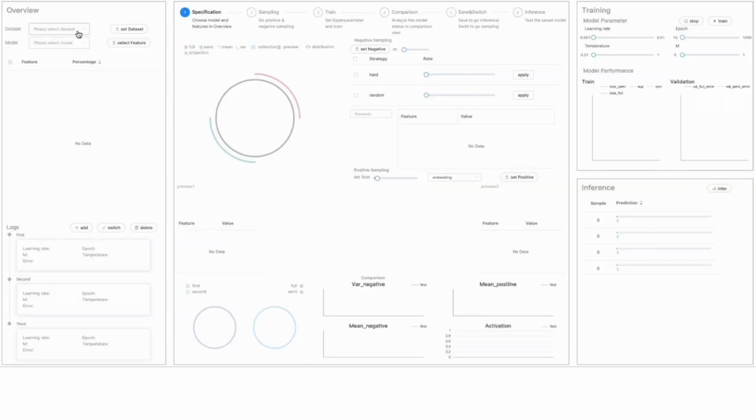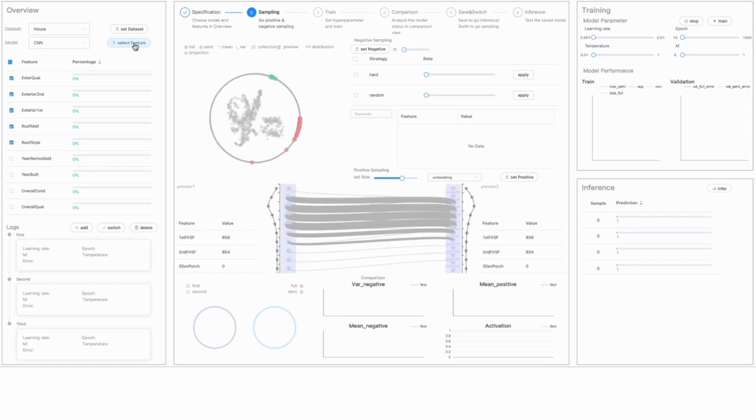Firstly, the expert chooses the dataset and CNN model into the system. Then, he inspects the overall data missing rates in data info. To avoid data missing, he ticks 46 features according to his domain knowledge, without the features with a missing rate larger than 0. Following the guidance view, the expert moves to the updated negative sampling view.